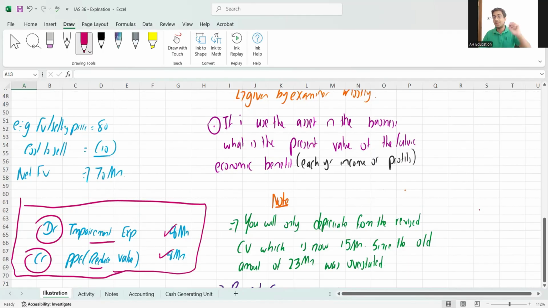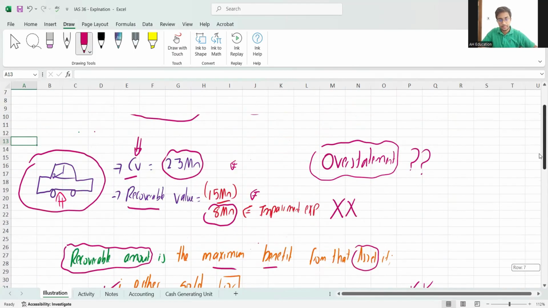This is a double entry for that relevant transaction. You debit impairment expense in your P&L and you credit your property, plant and equipment. The reason why you're crediting your property, plant and equipment is to bring it back to its actual market or recoverable value.